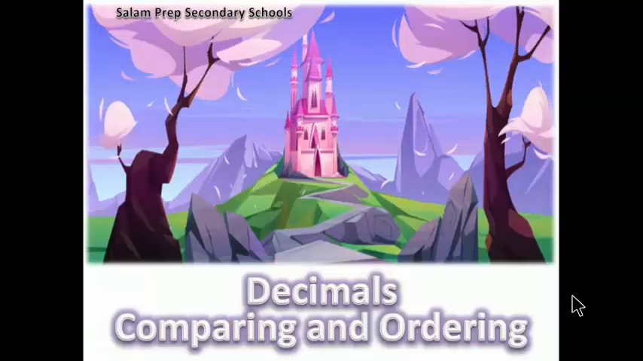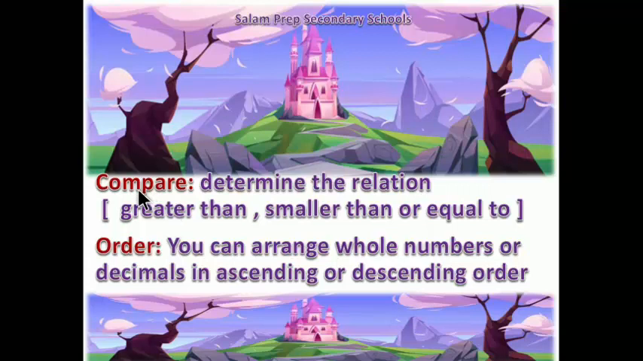Today, we will talk about decimals, comparing and ordering. Compare means determine the relation: greater than, smaller than, or equal to. Order, you can arrange whole numbers or decimals in ascending or descending order. Do you remember ascending order? Excellent. Ascending order means from the smallest to the greatest. Descending order means from the greatest to the smallest.